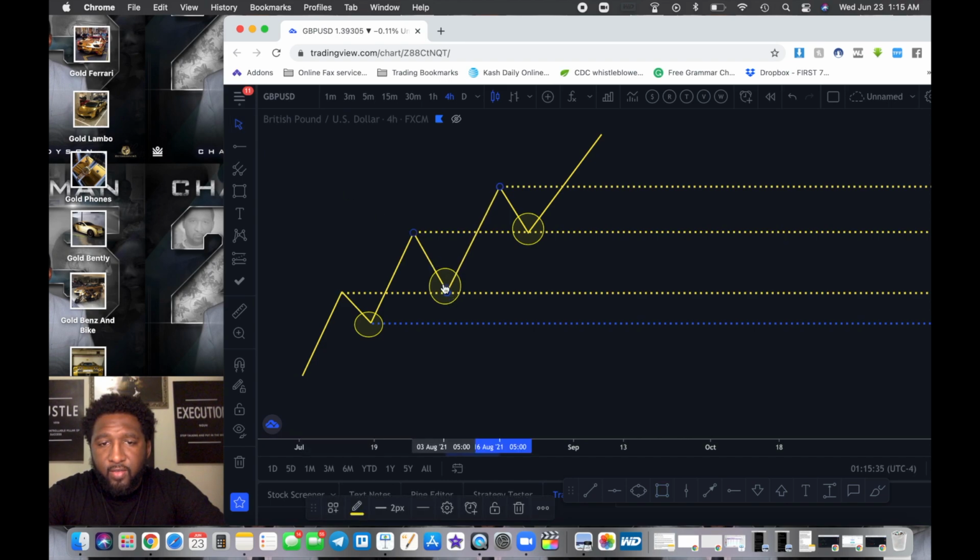Well, before I even give you that, let me explain this. All right, so you see how the market created a high, created a low, created a higher high, created a higher low, right? But this higher low right here is support, over here is resistance, right? And this is what most people learn.